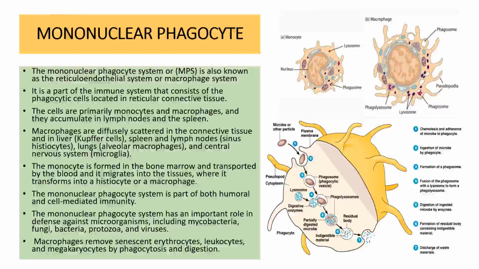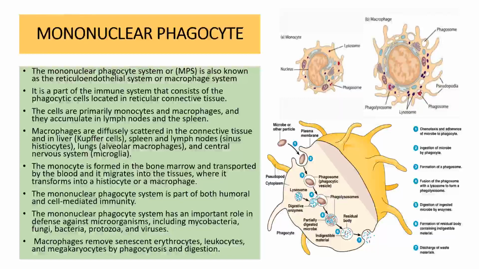The mononuclear phagocytic system is a part of both humoral and cell-mediated immunity. The mononuclear phagocytic system has an important role in defense against microorganisms, including mycobacteria, fungi, bacteria, protozoa, and viruses. Macrophages remove senescent erythrocytes, leukocytes, and megakaryocytes by phagocytosis and digestion.